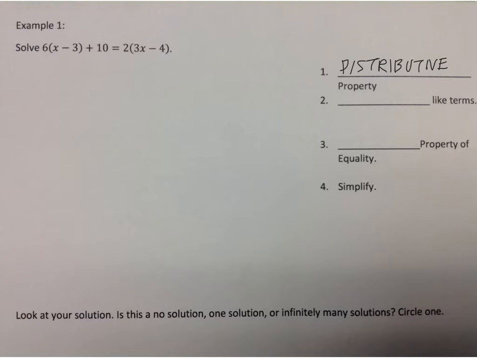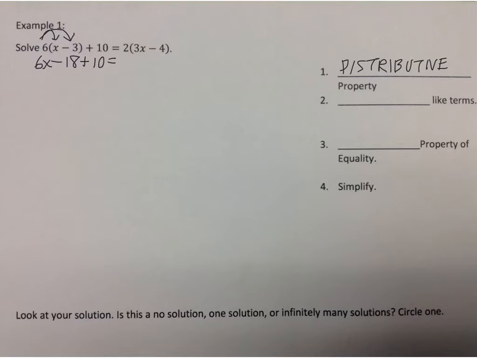We're going to come over here and draw our arrows. 6 times x is 6x. 6 times negative 3 is negative 18. That plus 10 is not part of the distributive property, so we're going to leave it alone. It's only the numbers that are on the inside.